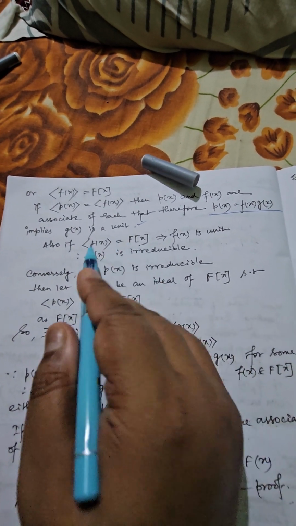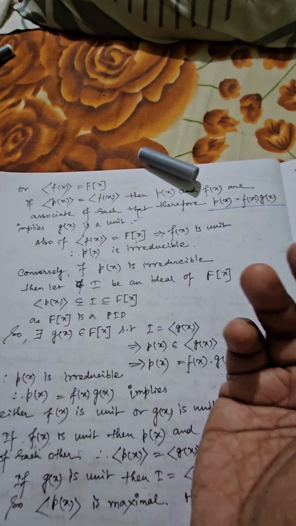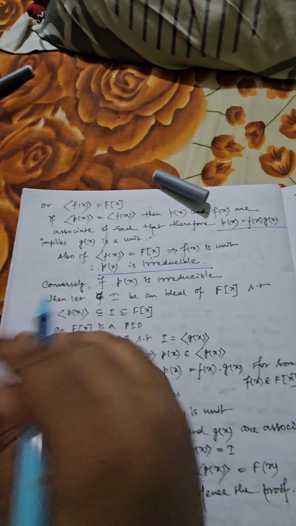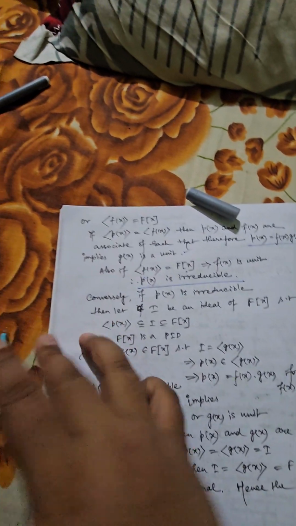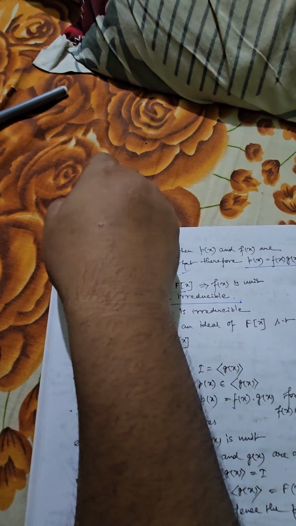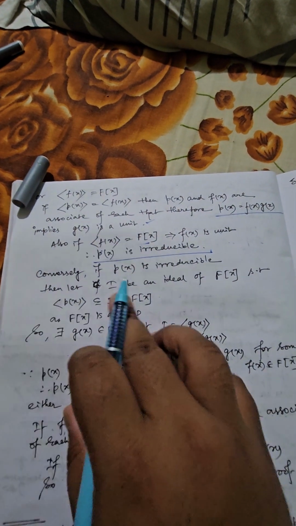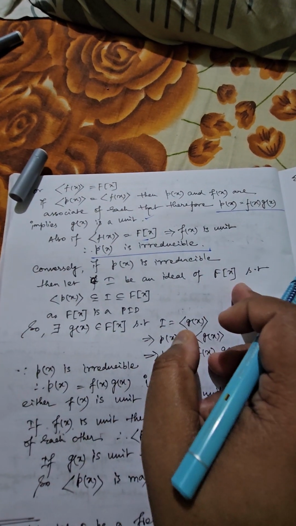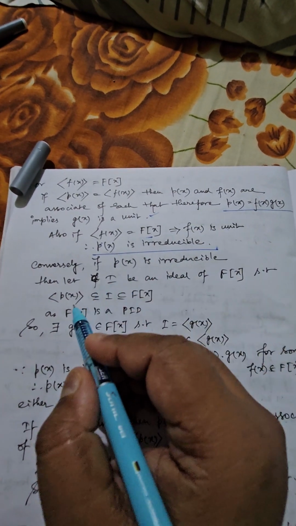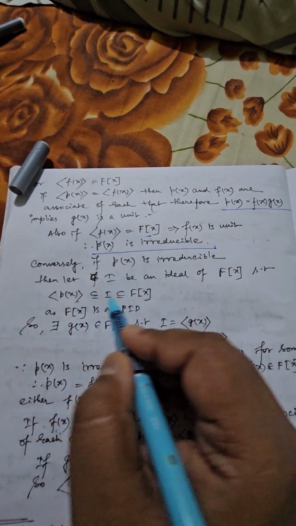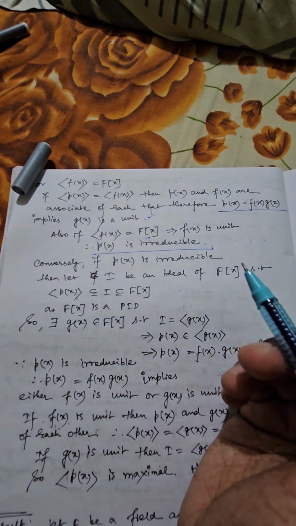F(x) is a unit. So in both the cases, the ultimate conclusion is what? P(x) must be irreducible. Now in the converse part, we can assume P(x) is irreducible. Suppose we take any arbitrary ideal I of F[x] satisfying the criteria: the ideal generated by P(x) is a subset of I, which is a subset of F[x].